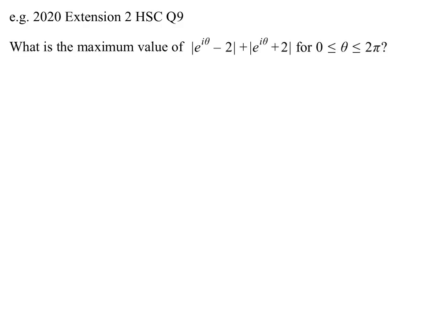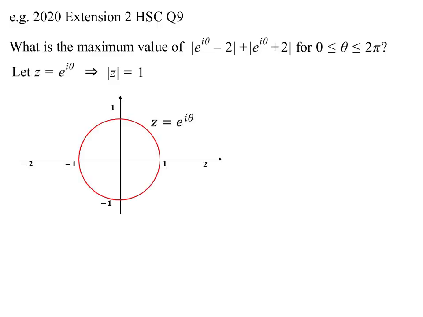So 2020, what's the maximum value of this expression? Now you'll notice it was question 9, which means it actually was one of the multiple choice questions. So I won't show you what the options were, we'll just work out the answer for this. If I let z equal that complex number e to the iθ, what I do know is the modulus of z is 1, because I can see that the coefficient of that exponential function is 1, so that must be the modulus. So all of the solutions for z lie on the unit circle.